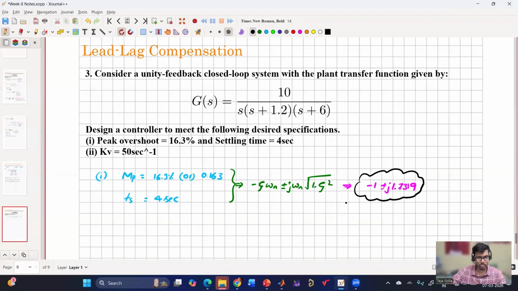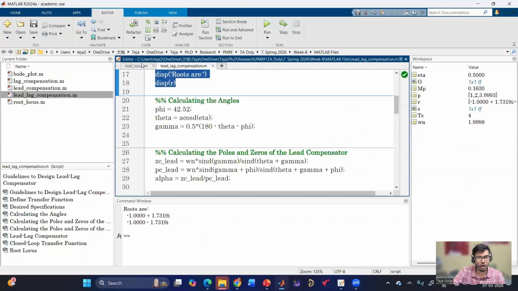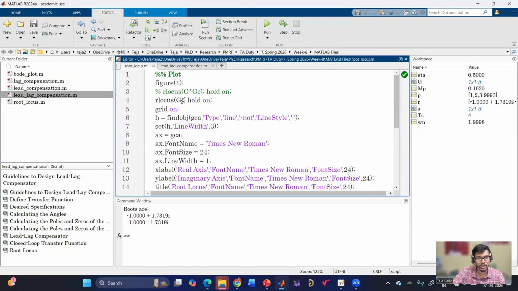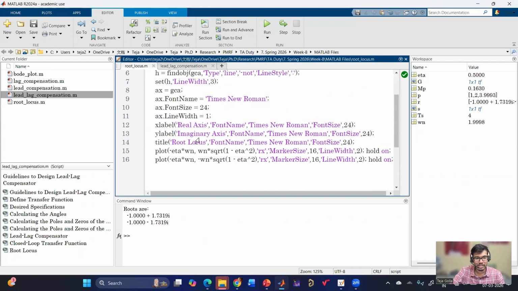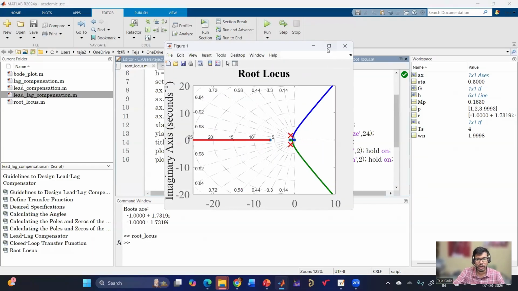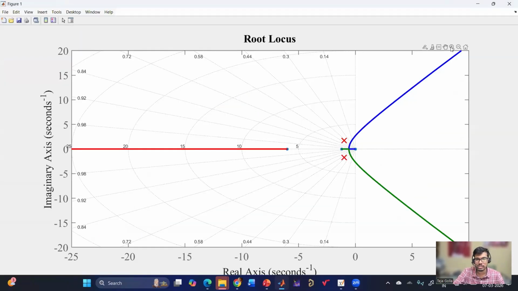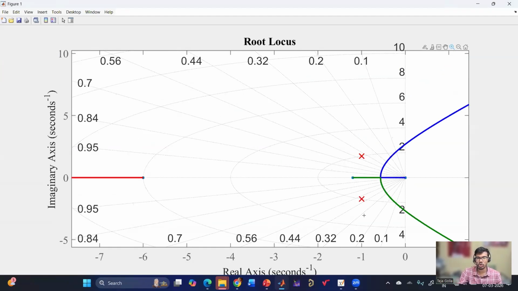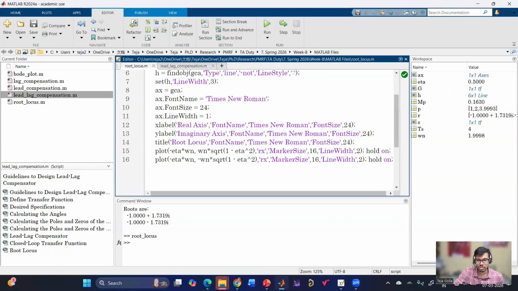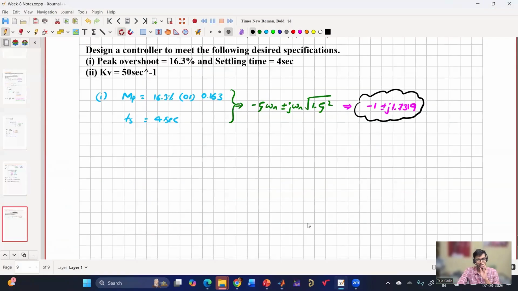After this, with -1 plus or minus J 1.7319, I will always plot the root locus of G, and then I will see whether these points are lying on the root locus or not. So let me do that. I can clearly see that the root locus is not passing through the desired poles, which means I need compensation, which will ensure that the root locus passes through the desired poles.